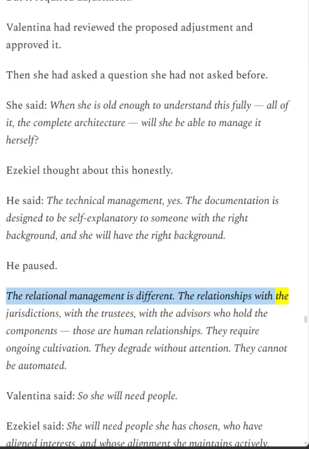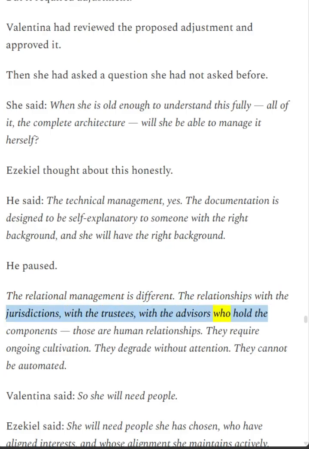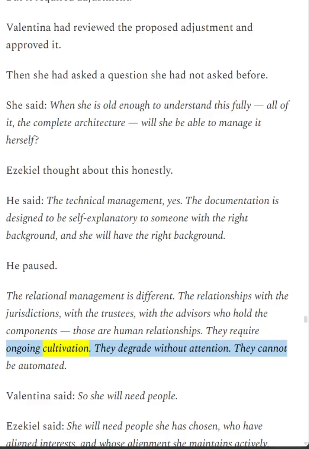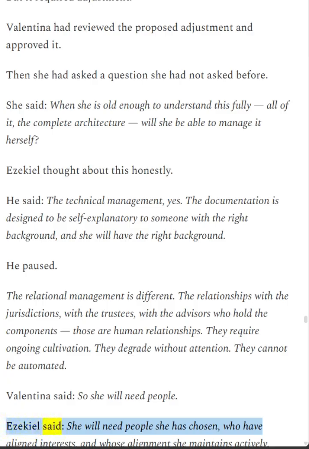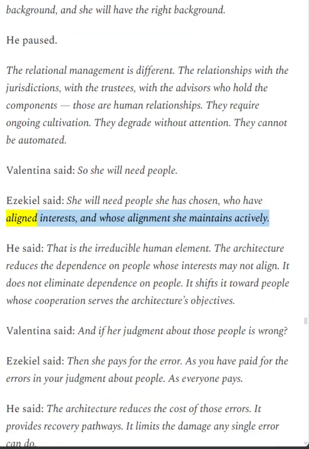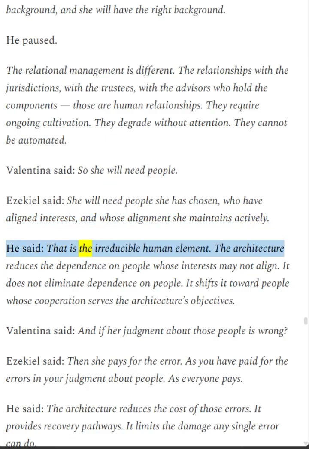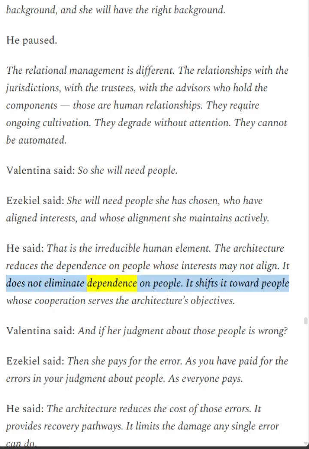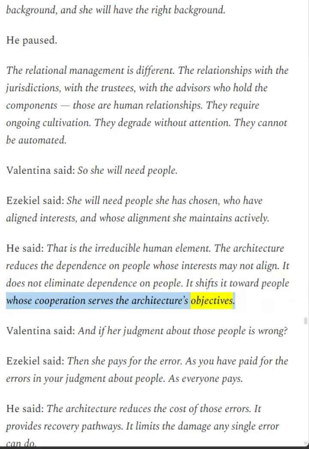"The relationships with the jurisdictions, with the trustees, with the advisors who hold the components, those are human relationships. They require ongoing cultivation. They degrade without attention. They cannot be automated." Valentina said, "So she will need people." Ezekiel said, "She will need people she has chosen, who have aligned interests, and whose alignment she maintains actively." He said, "That is the irreducible human element. The architecture reduces the dependence on people whose interests may not align. It does not eliminate dependence on people. It shifts it toward people whose cooperation serves the architecture's objectives."